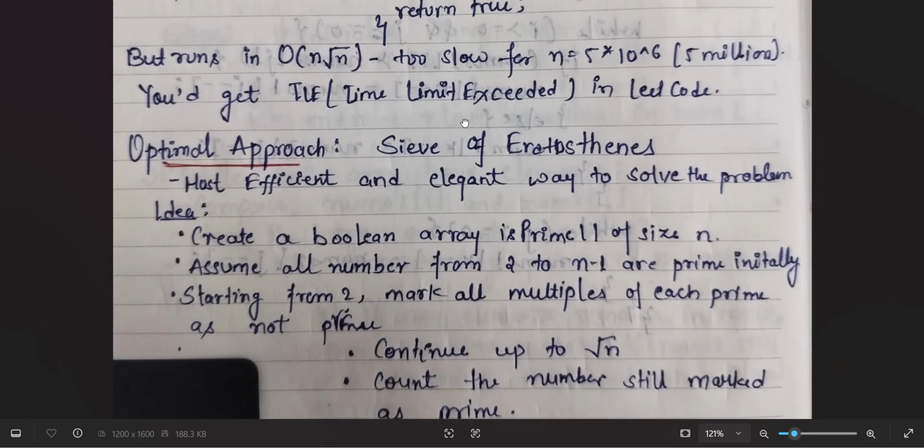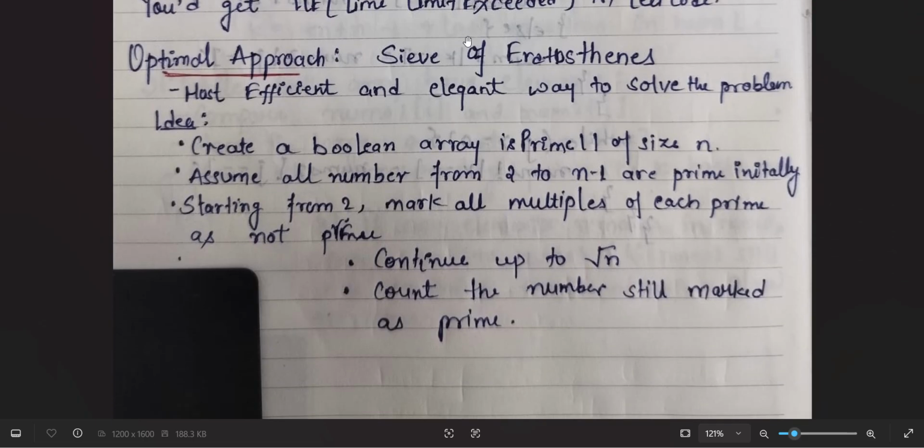To resolve this kind of issue, we apply another approach for solving Count Primes, with the help of the Sieve method. In this, we find the most efficient and elegant way to solve this problem. How are we solving this? Let's take the idea. First of all, we create a boolean array isPrime of size n. We have to make one array.